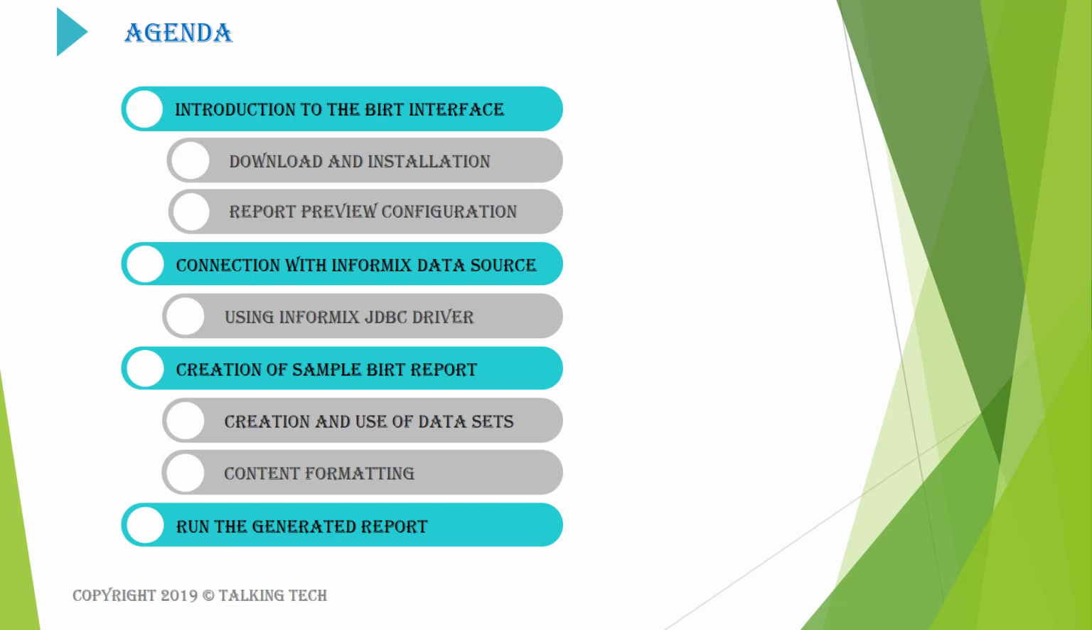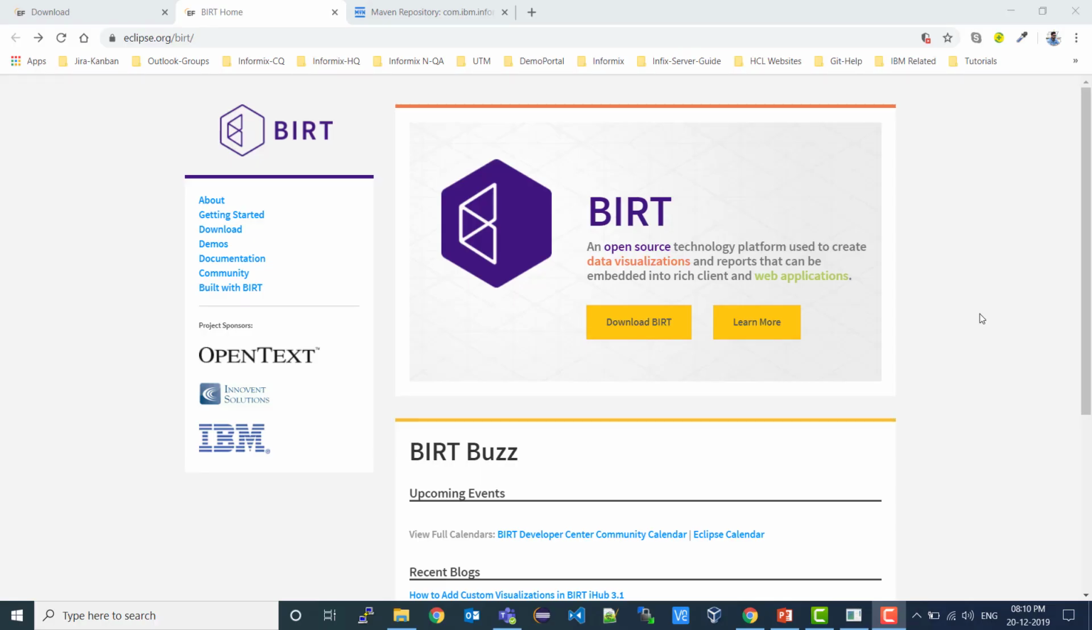For that, we'll create a dataset first, and then we'll use the same dataset in our report. Next, we'll do some content formatting in that report. And after all these steps, we will run the generated report in the browser. Okay, so let's start with the tutorial now.